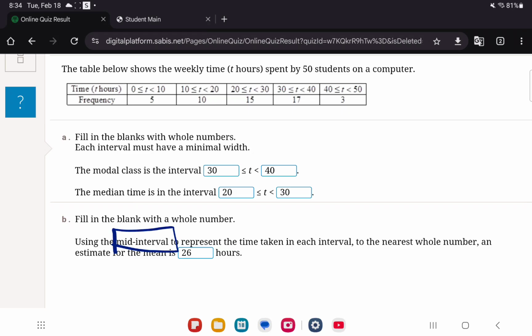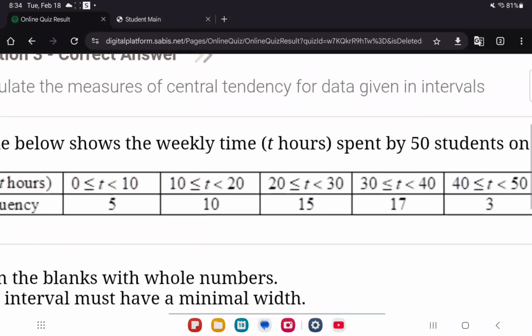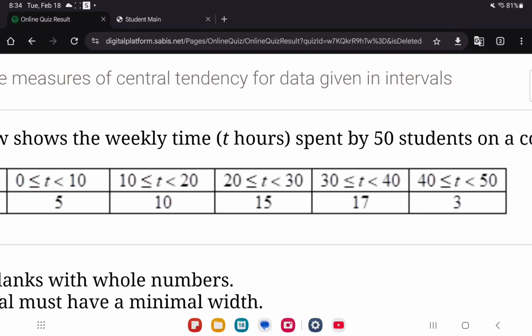They ask you for the mid interval. The mid interval means whatever is in the middle of these numbers here. Look at the top. In the middle of 0 and 10, what's in the middle of them? 5. This is common sense, but if they give you hard numbers, this is what you do.